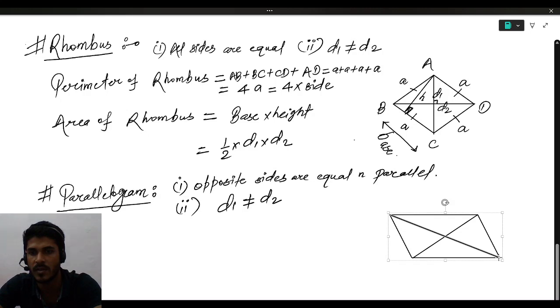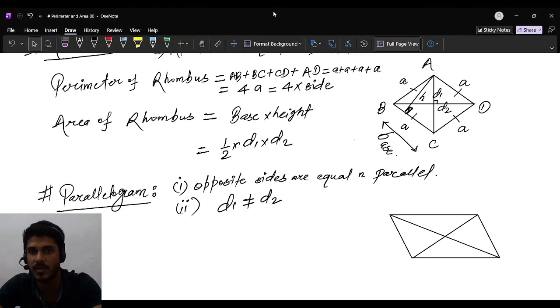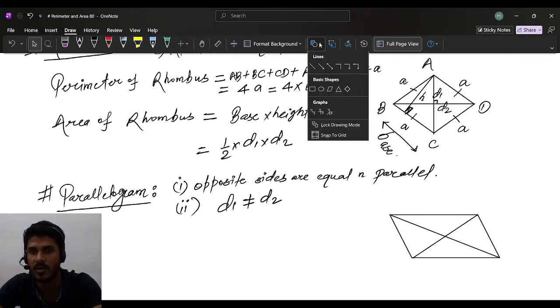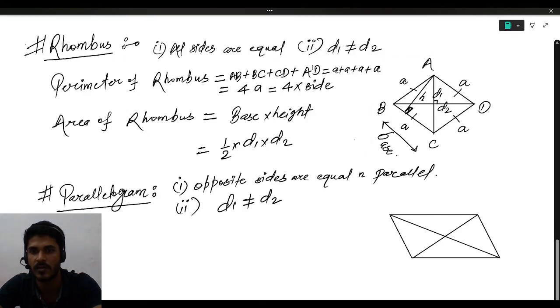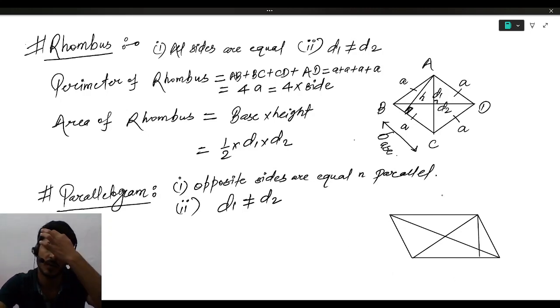So you can see that diagonals are not bisecting each other at 90 degrees. They will bisect, but the angle will not be 90 degrees. And you can take a perpendicular line from a vertex to the base. So this line is perpendicular to the base. Yeah, it is now a parallelogram.